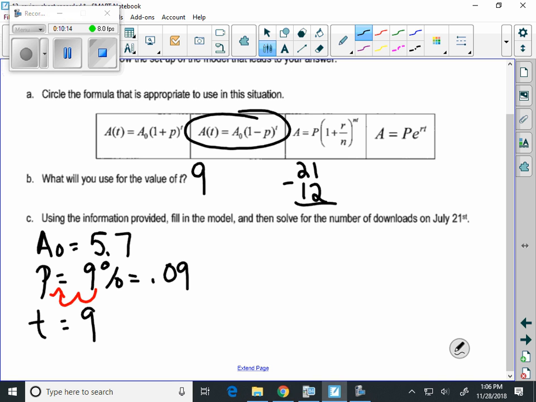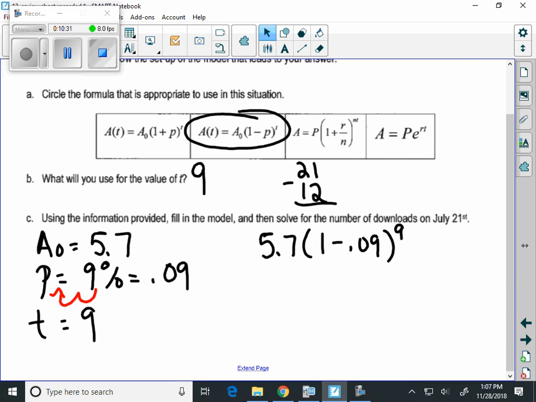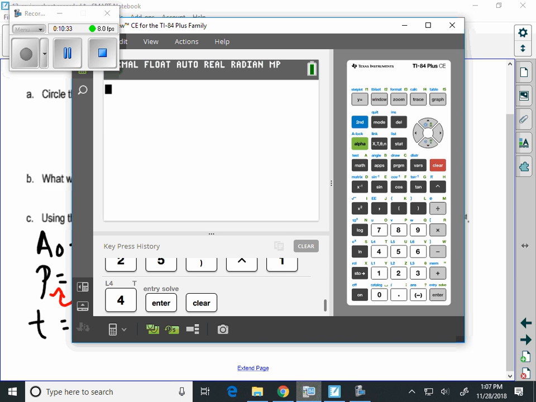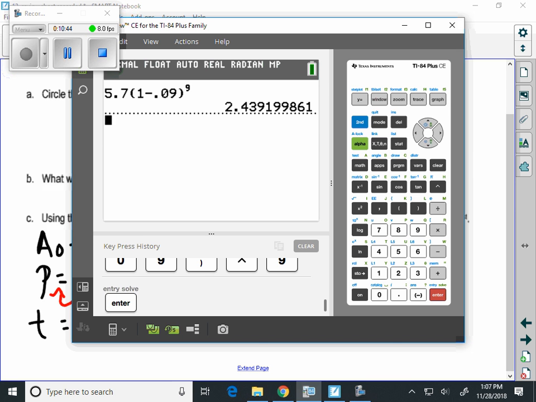And the nice part on this particular problem as well is once we get this filled into the formula, 5.7 times 1 minus 0.09 to the 9, all we need to do to finish this problem is type it into our calculator. So 5.7 times 1 minus 0.09 to the 9 gives us this value here.